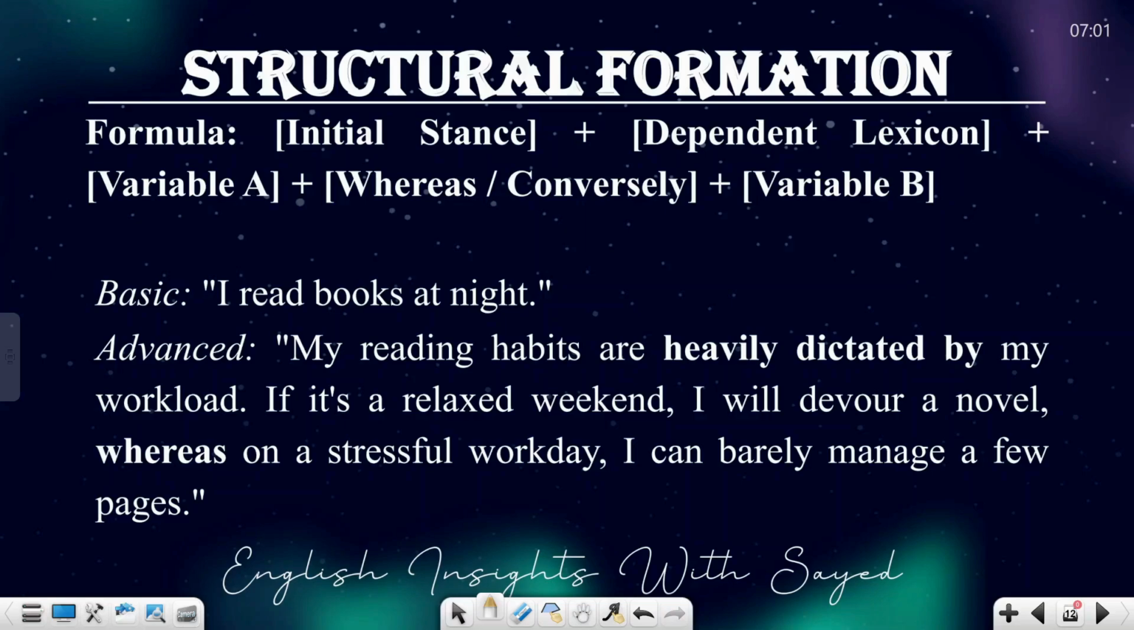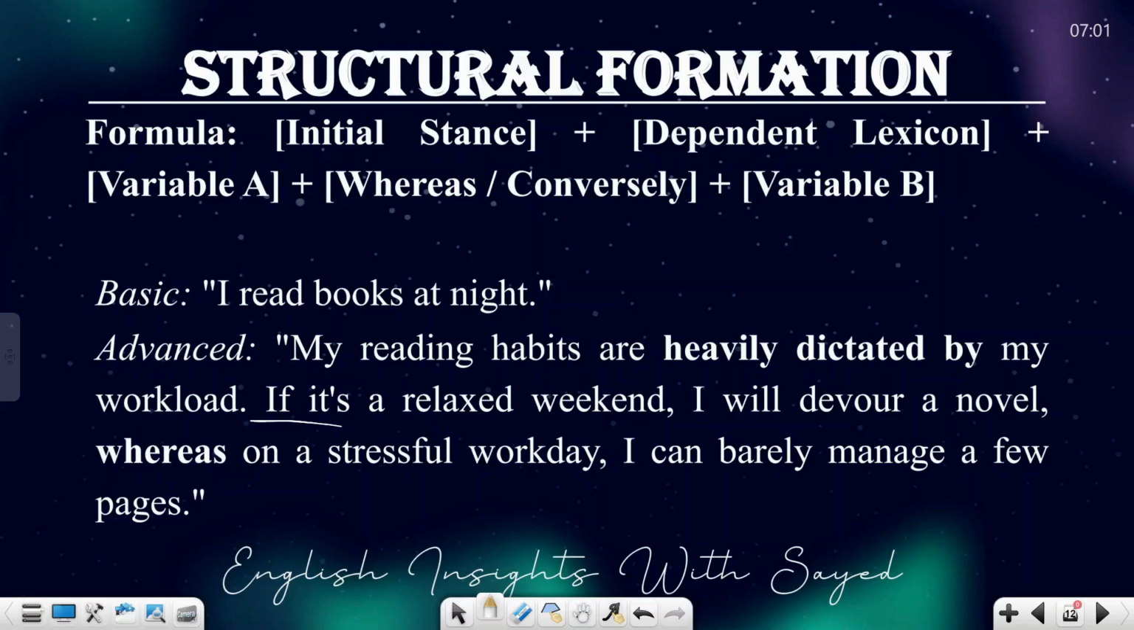Okay, so this is the structure. Initial stance, your stance, and then make it dependent with dependent lexicon, make another complex sentence. Like here I have used "if", then variable A, after that "whereas", "conversely", and variable B. See, this is a very interesting structure.